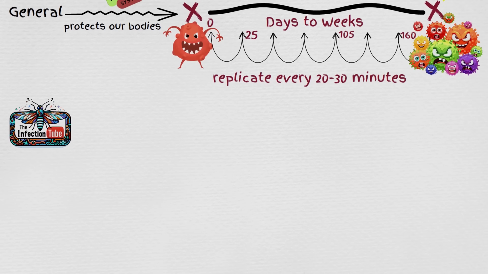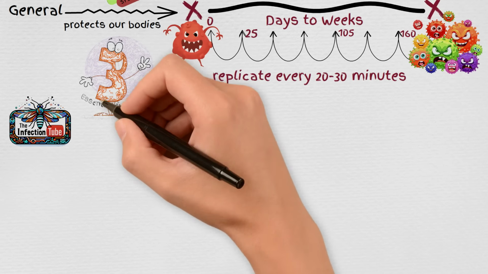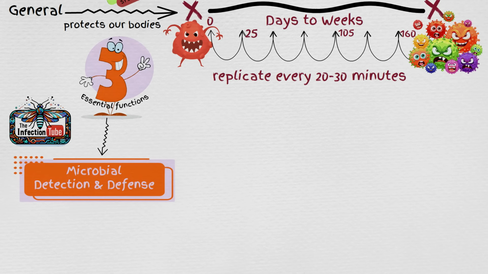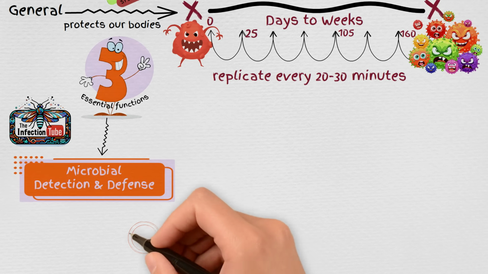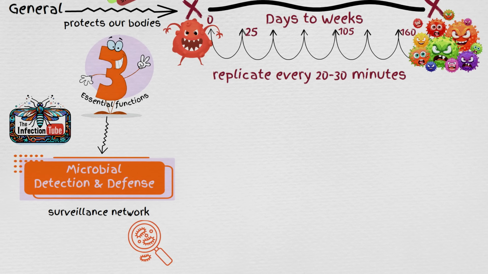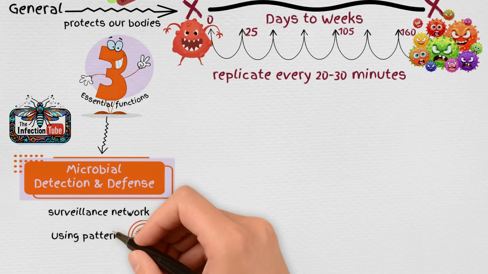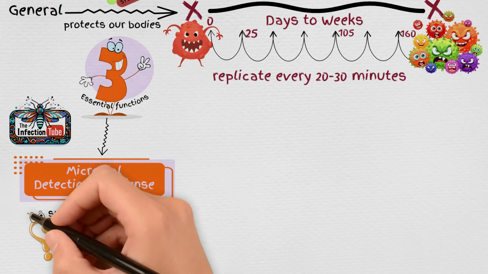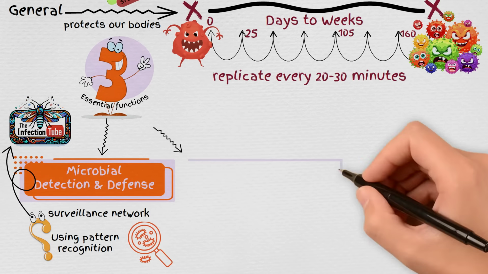This is the general role of the innate immunity, but we can specify three essential functions. Function 1. Microbial Detection and Defense. This system is like the body's advanced surveillance network, constantly scanning for signs of microbial intruders. Using pattern recognition, do you know pattern recognition? We as Infection Tube will discuss it in a separate video.